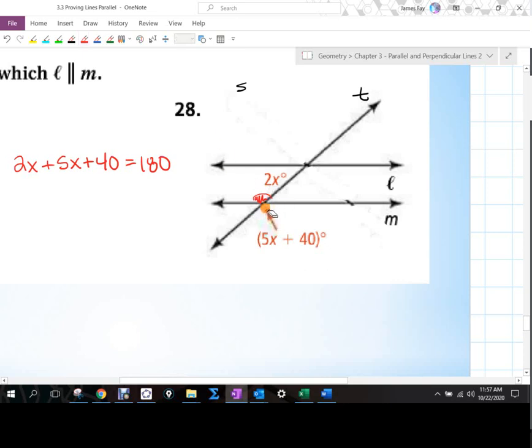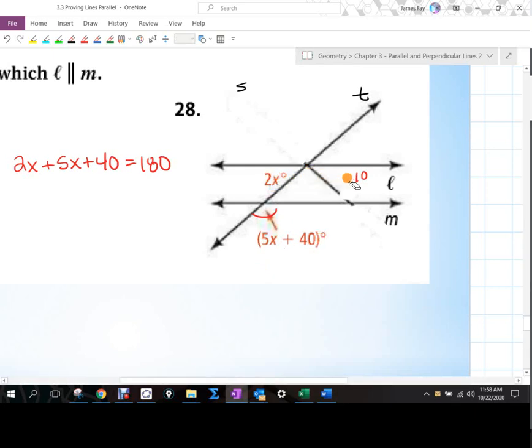Okay? Now, that's not the only relationship you could have made. Would you guys agree that that angle there and that one there are corresponding? So could I move 5x plus 40 there? And then what would you tell me about 2x and 5x plus 40 there? They're supplementary because they form a straight line. They're a linear pair, right? So linear pairs are supplementary. So that's an approach you could use.